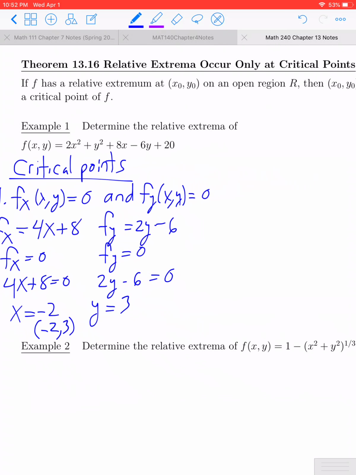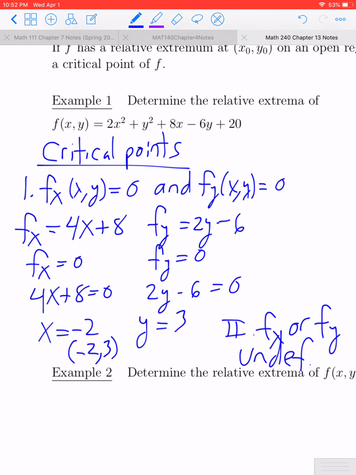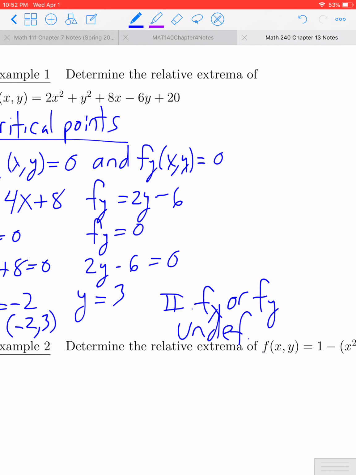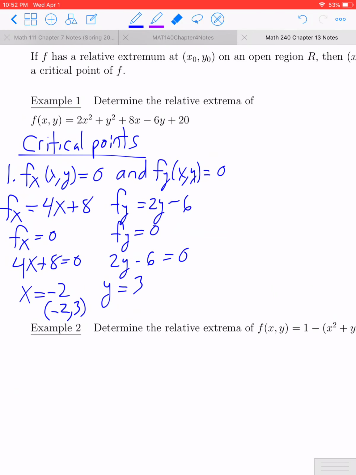There is another potential source for critical points, and those would be the ones where either fx is undefined or fy is undefined. So here you don't need both of them, it's just one or the other. However, both fx and fy are just polynomial functions, so they're going to be defined everywhere. They won't be undefined anywhere, so we won't get any critical points from the second type. Okay, that's nice, so we have a critical point.